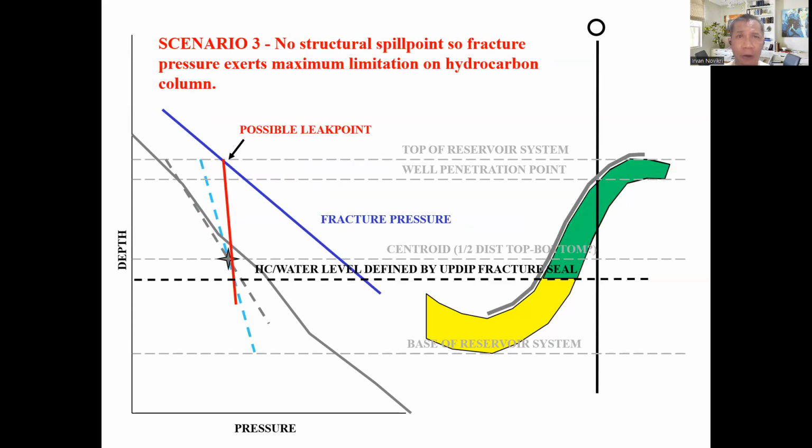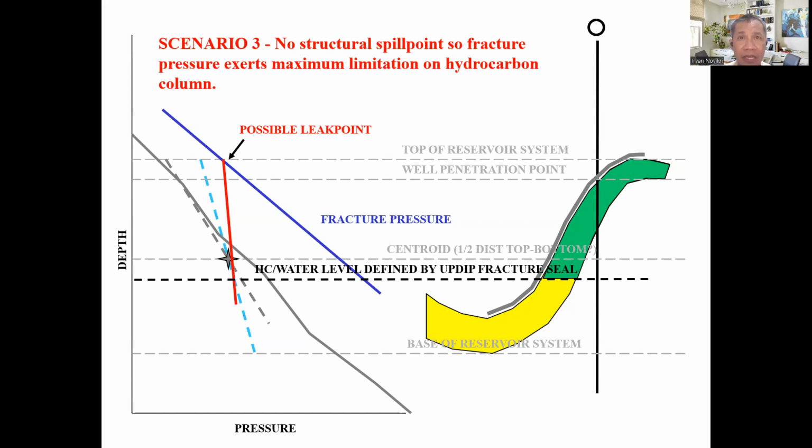In the third scenario, there is no structural spill point, meaning there is no natural pathway for hydrocarbon to escape. Therefore, the maximum height of the hydrocarbon column is determined by the fracture pressure, which is the pressure required to create fractures in the reservoir rock, allowing hydrocarbon to flow. This indicates that fracture pressure sets the upper limit of the extent of the hydrocarbon accumulation in this scenario.